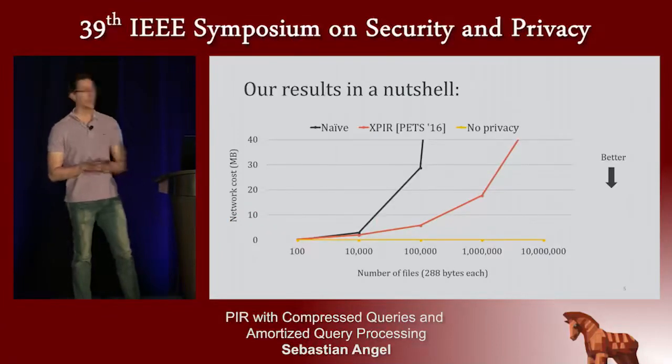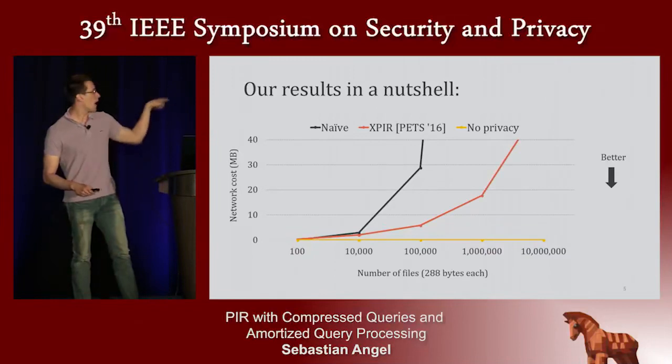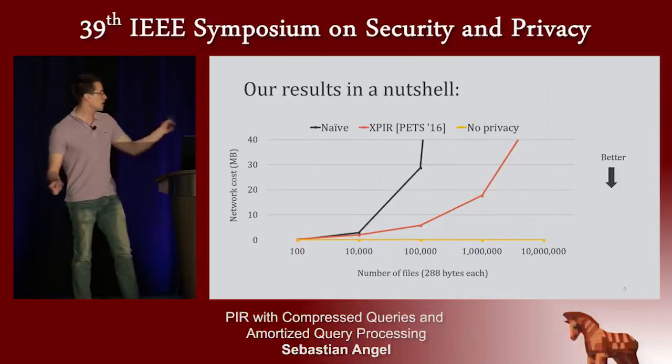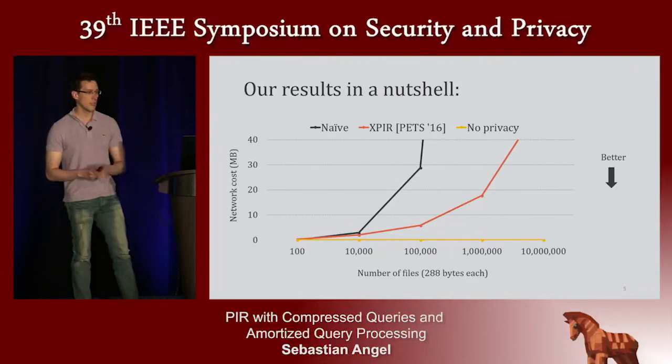So just to give you our results in a nutshell, here the y-axis is the amount of communication required between the client and the server to fetch a single file from a database. Here the x-axis is the size of the database, and the black line is just downloading the entire database. And the yellow line is just a non-private retrieval. Basically, you ask the server, please send me a file, and the server sends you the file.